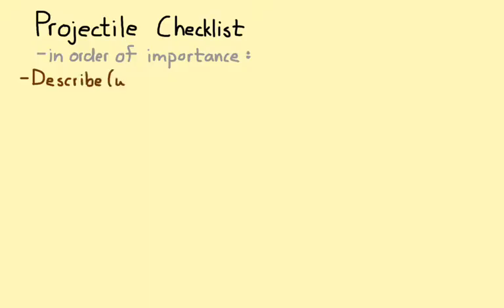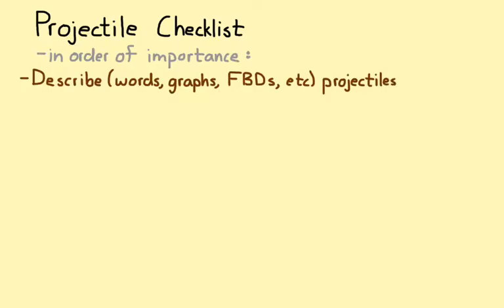Alright, so here's a checklist to follow. And I've kind of written these in order of importance. Like, what should you focus on and worry about the most? The first thing we need to be able to do is describe, meaning words, graphs, diagrams, 3x diagrams, what have you, projectile motion. When is it going up? When is it going down? When is the velocity constant? When is it changing? Can we graph position versus time in both directions, etc., etc.